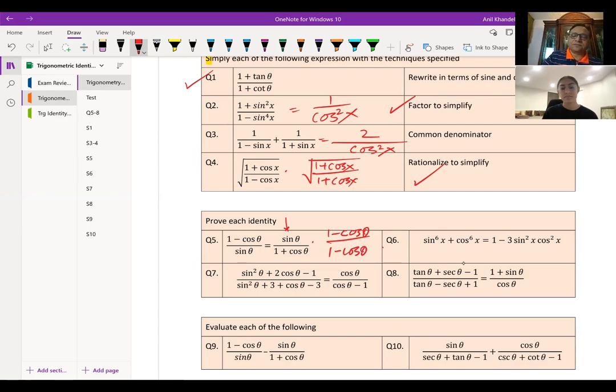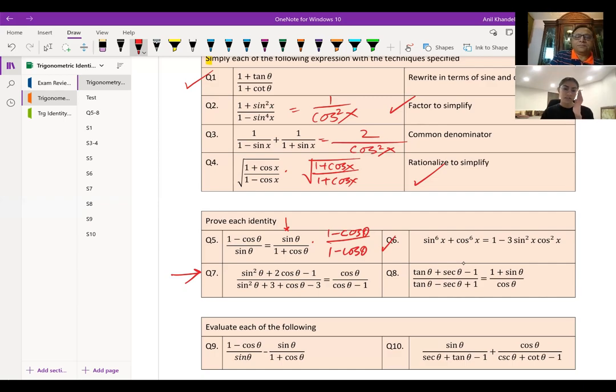Question number 6. It's sine squared. I would use LHS obviously here because there's more numbers. Sine squared theta plus 2 cos theta minus 1 over sine squared theta plus 3 cos theta minus 3. What I would do, I think I would express it both in cosine. So sine squared theta is 1 minus cos squared theta, and then I'd go from there, factor and then simplify.